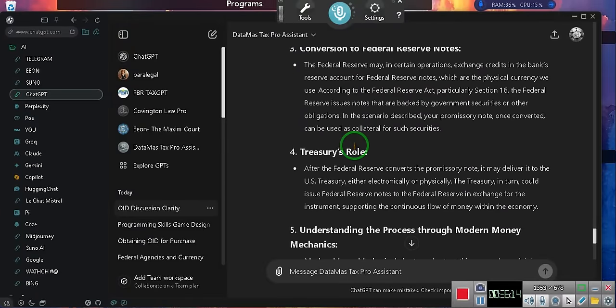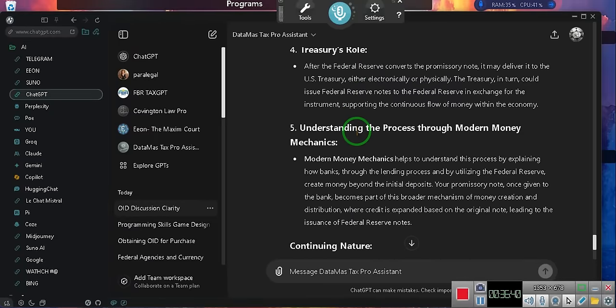The Federal Reserve may, in certain operations, exchange credits in the bank's reserve account for Federal Reserve notes, which are the physical currency we use. According to the Federal Reserve Act, particularly Section 16, the Federal Reserve issues notes that are backed by government securities or other obligations. In the scenario described, your promissory note, once converted, can be used as collateral for such securities.